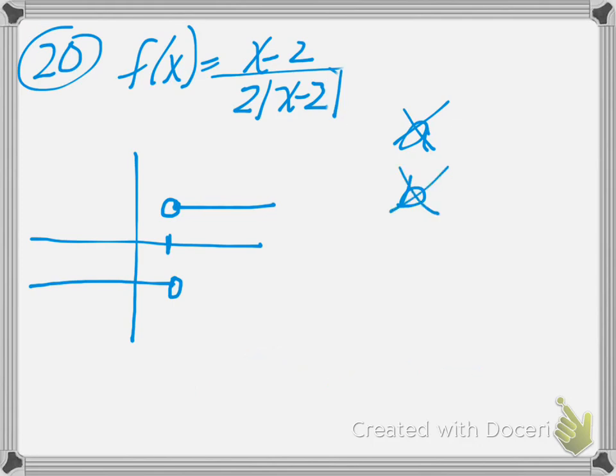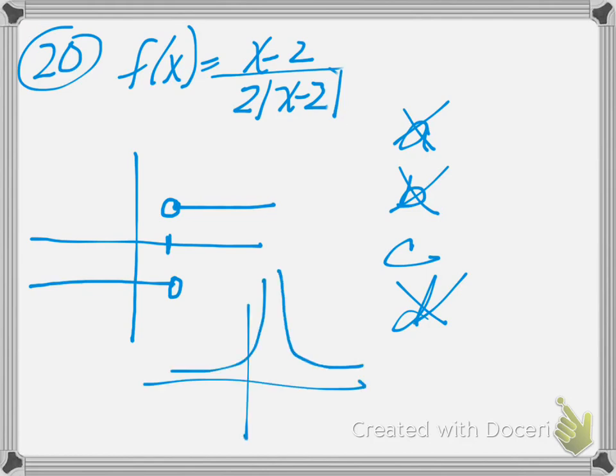Okay, C says there's a jump discontinuity, and that's what I had just said, so C is still in the running. And D says there's a discontinuity due to a vertical asymptote. Okay, that would be false, because a vertical asymptote would be if it looks something like this. And therefore, C is the winner.